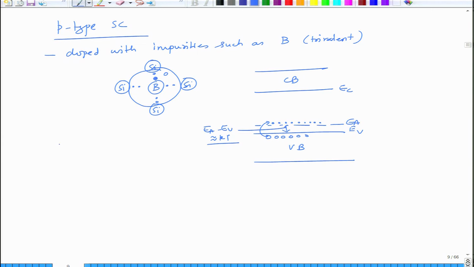For p type doping in an analogous manner, Nh is equal to Na. As a result, Ni square is equal to Ne into Nh. We can write this as equal to Na into Ne. So, Ne is equal to Ni square divided by Na.